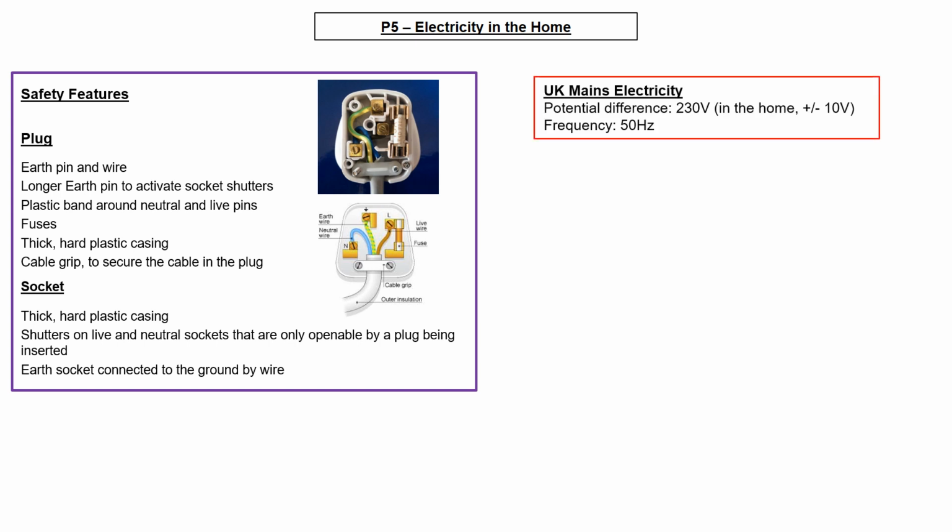So UK mains electricity has a potential difference of about 230 volts. This is on average, or the root mean square, don't worry about that. It's just the average in the home, and that's plus or minus 10 volts. So you'll see on some plugs that they're rated between 220 and 240 volts. On average, it's 230. Frequency of UK mains electricity is 50 hertz.